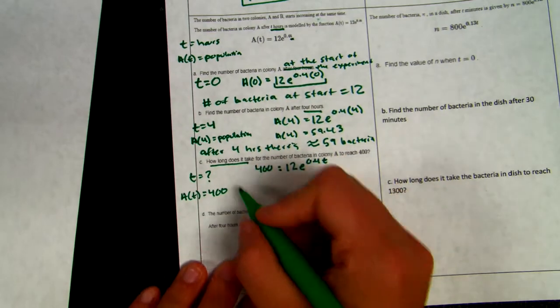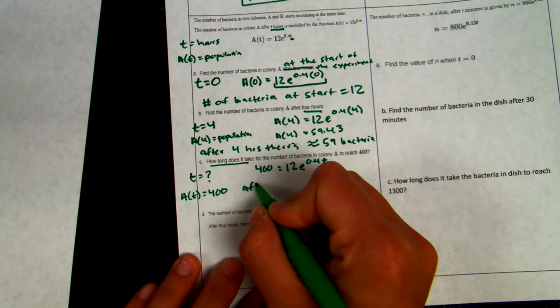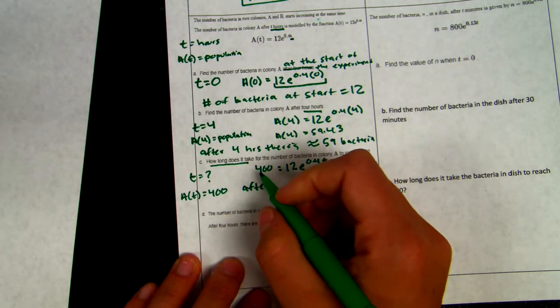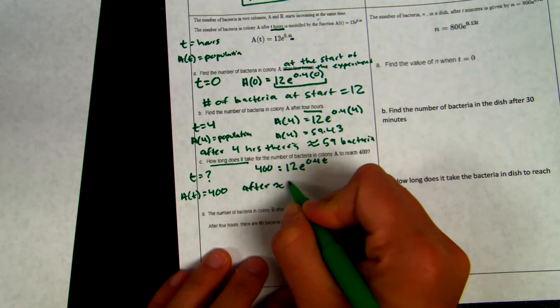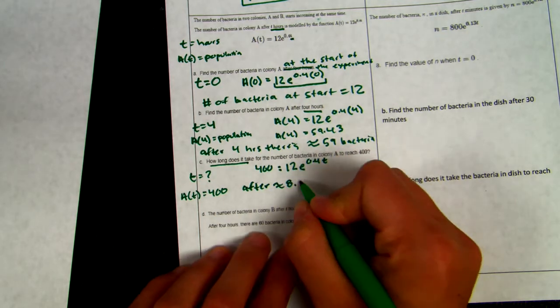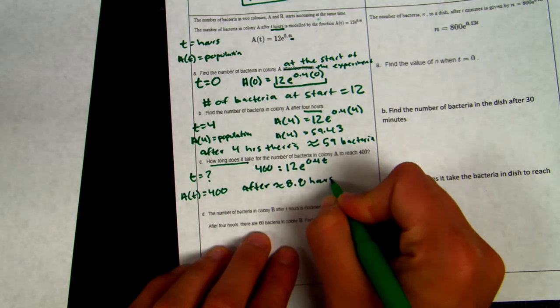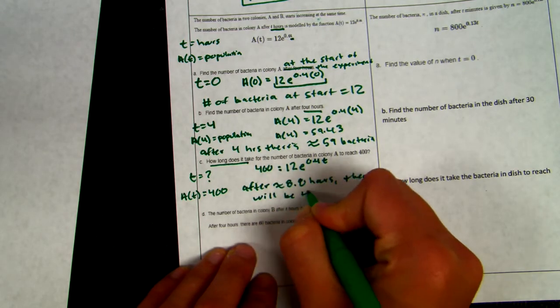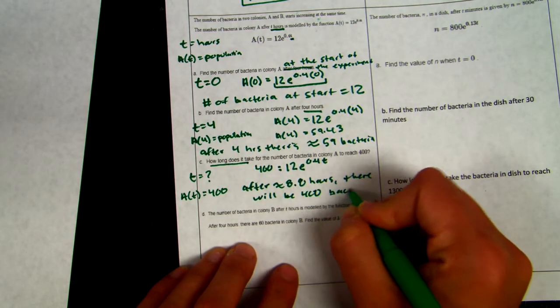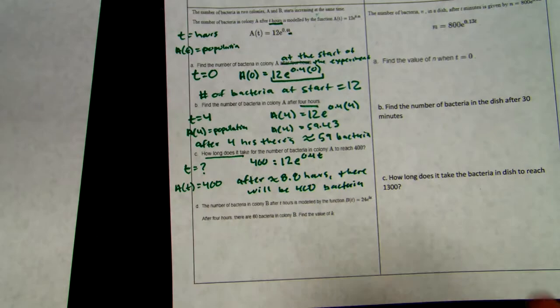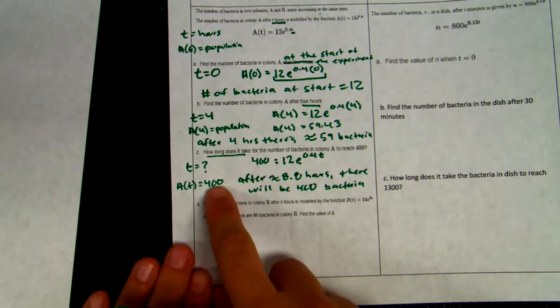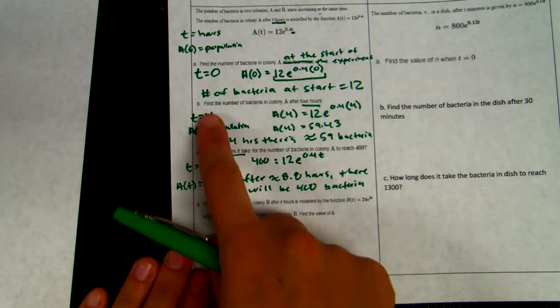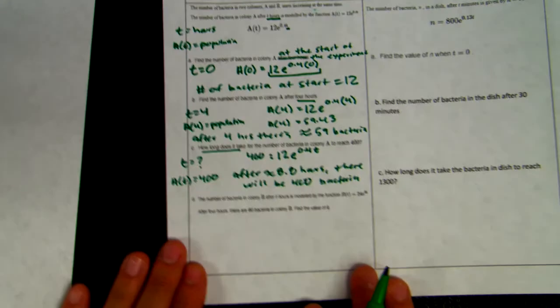So t is equal to 8.766. So if we know that t is equal to that, we can say after about 8.8 hours, there will be 400 bacteria. Okay, again, we're solving for an unknown, but that time we were given the population and asked to find the time instead of given the time and asked to find the population.